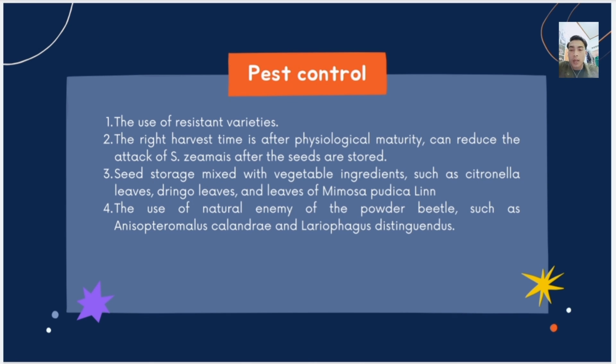Pest control. Number 1, the use of resistant varieties. Number 2, harvesting after physiological maturity can reduce the attack of pest damage after the seeds are stored. Number 3, seeds mixed with vegetable ingredients such as citronella leaves, Indigofera leaves, and leaves of Mimosa pudica. Number 4, the use of natural enemies of the powder beetle such as Anisopteromalus calandrae, Pteromalus calandrae, and Lariophagus distinguendus.